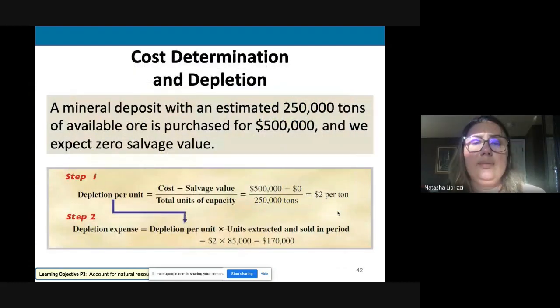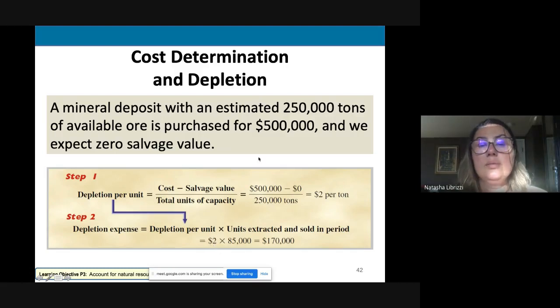So mineral deposits with an estimate of 250 tons of available ore is purchased for $500,000, and we expect zero salvage value. This method is going to remind you a little bit of units of production because the concept is the same. So we're going to take cost minus salvage value, in this case 500,000 minus 0 divided by 250,000. So each time we derive 1 ton of ore, and 1 ton is a lot, it's like 1,000 kilos, we can recognize a depletion of $2.